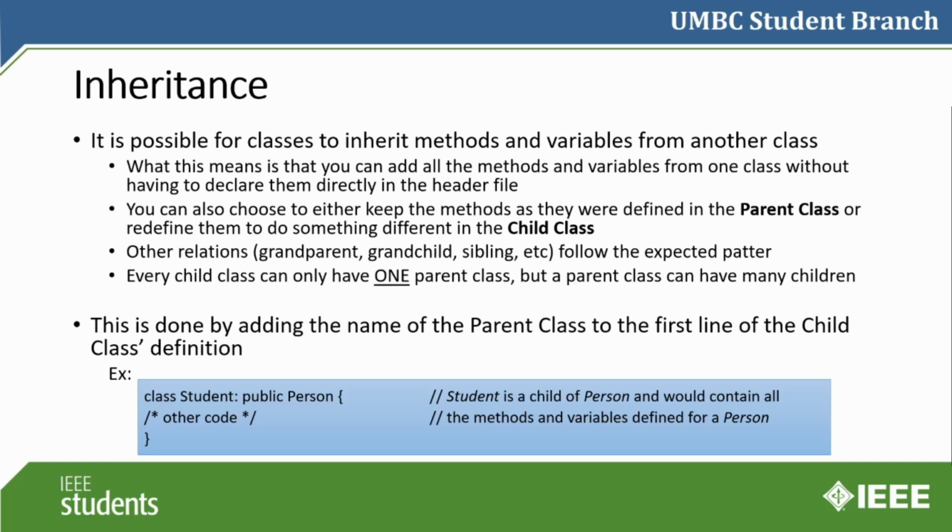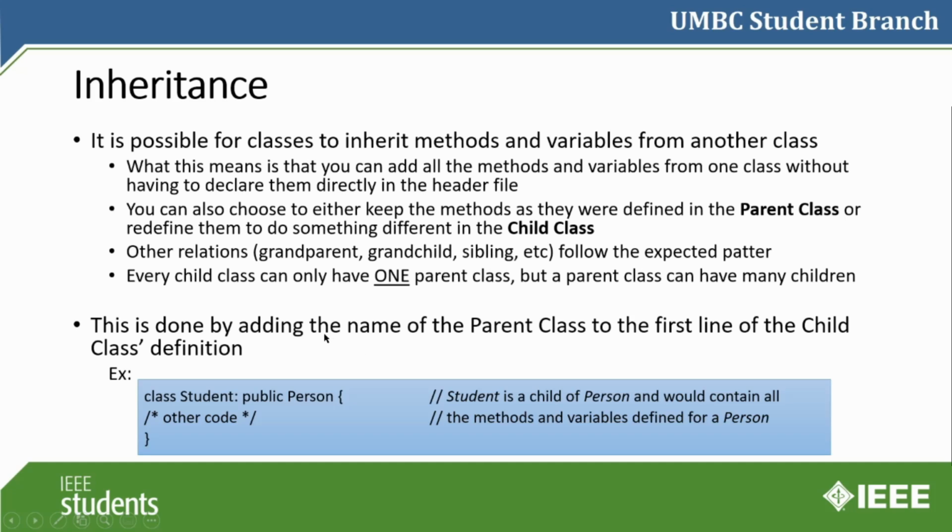There's also other relationships you can have, like a grandparent, grandchild, a sibling, etc., which are as you would expect. However, every child can only have one parent class. But a parent class can have multiple different children classes, which allows for the whole sibling relation.